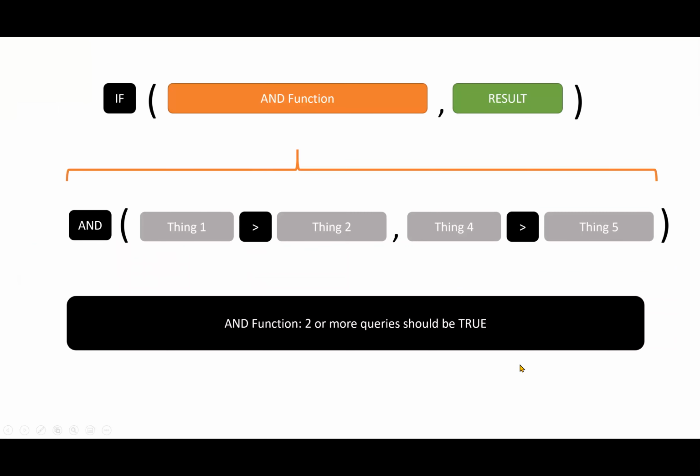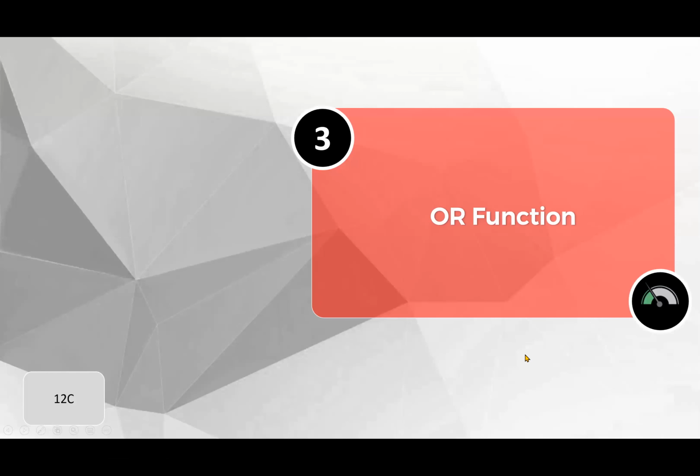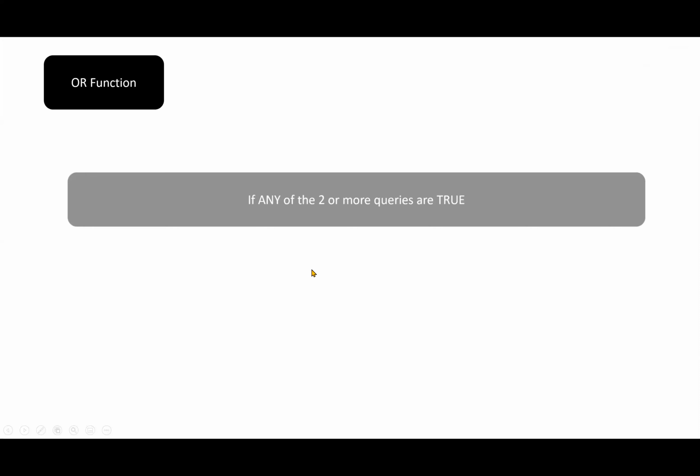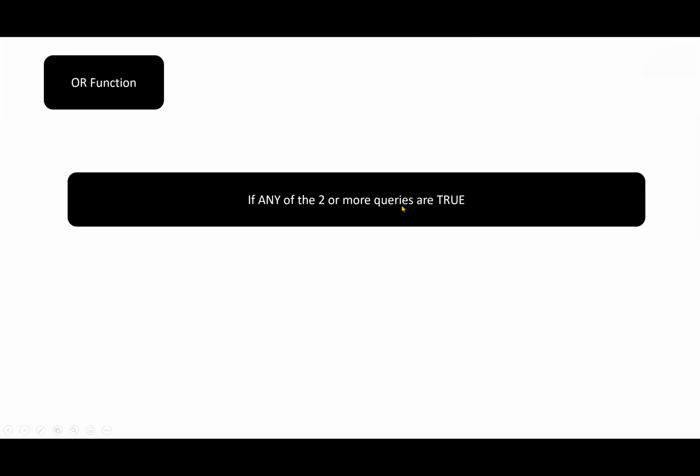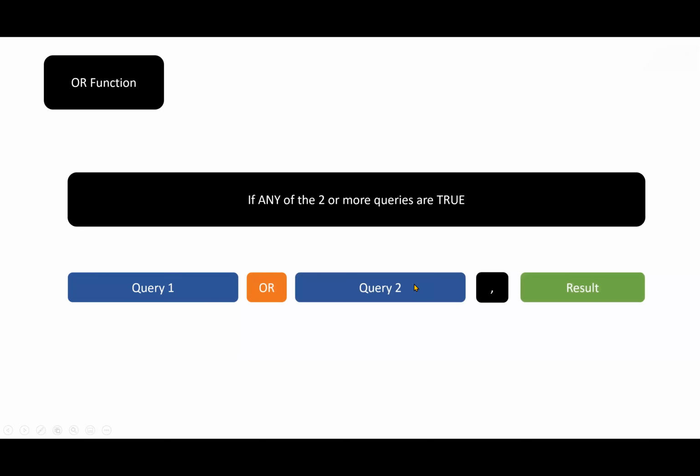So we did the AND function. Now we are going to go into the OR function. Now AND is all about this should be true and this should be true and this should be true. But OR is something different. OR is giving you an option, saying, hey, if this is true or even if this is true, then give me the result. It's very, very simple. So the OR function is basically any two or more queries where any one of them is true. So query 1 or query 2, and then you get the result.